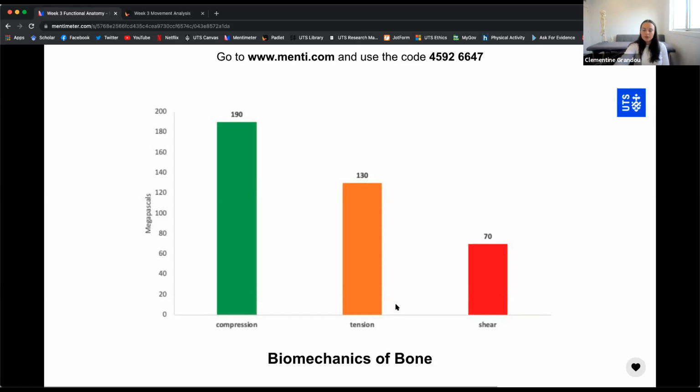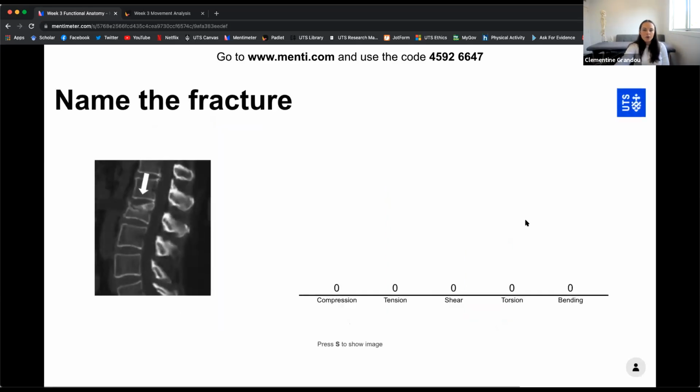Over the page, we've got some pictures of different fractures, and we're going to say what type of loading mode was the cause of these fractures. So you can see here the vertebrae from the sagittal view. We're looking at the body here. The body looks like it's being crushed almost. We can see that the spinous process is out the back there on the posterior side. So you're all guessing compression, which is correct. Good job. It is a compression fracture.